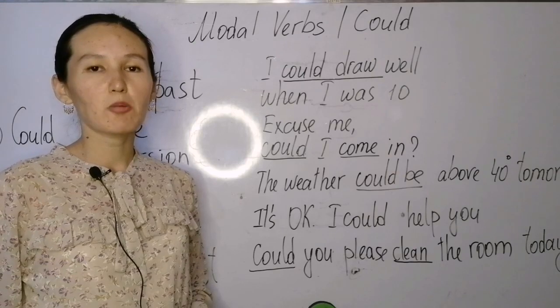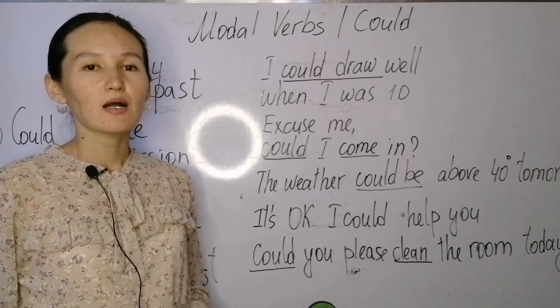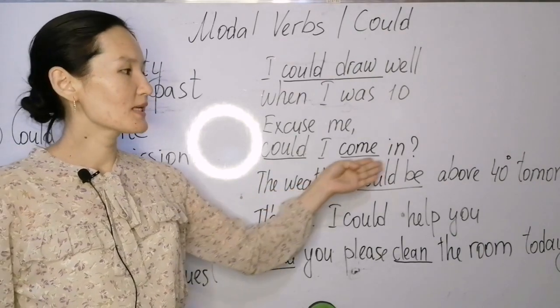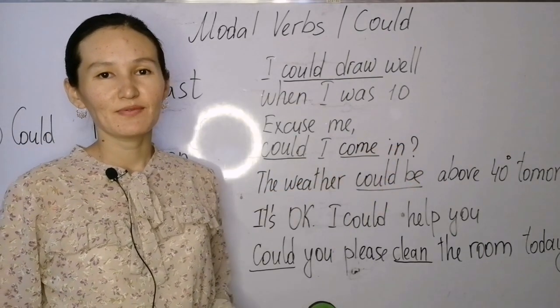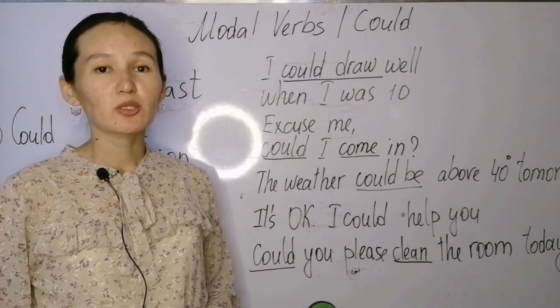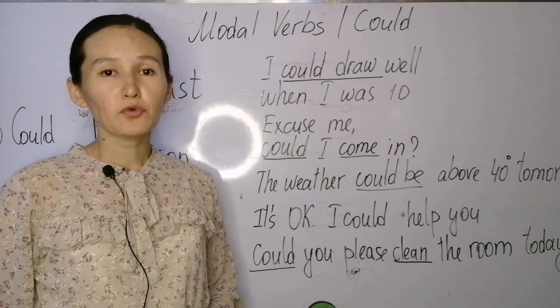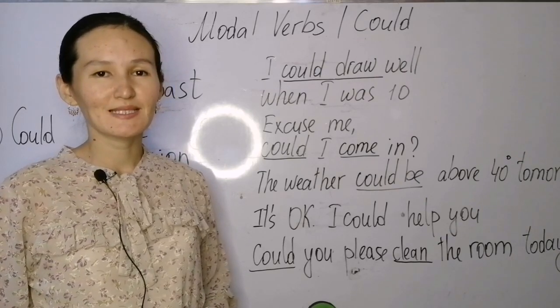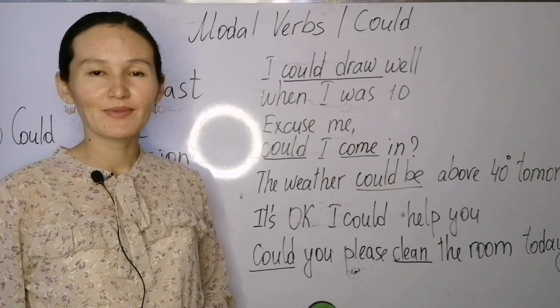Next one is possibility. The weather could be above 40 degrees tomorrow. So in this sentence, we can see the possibility.